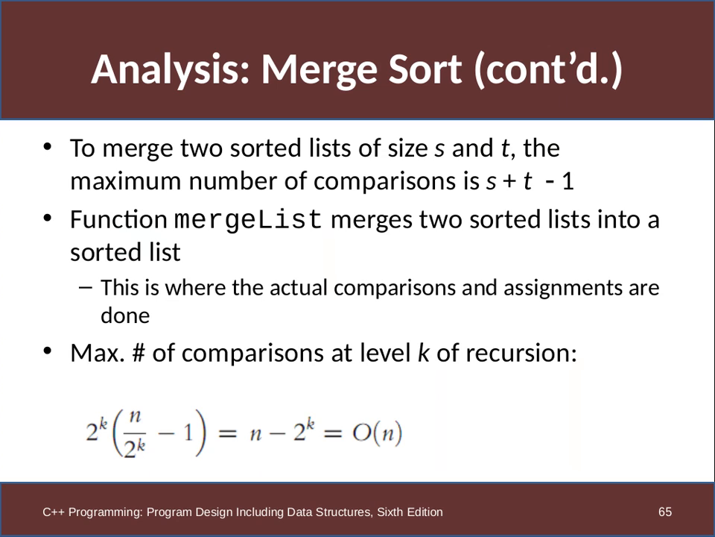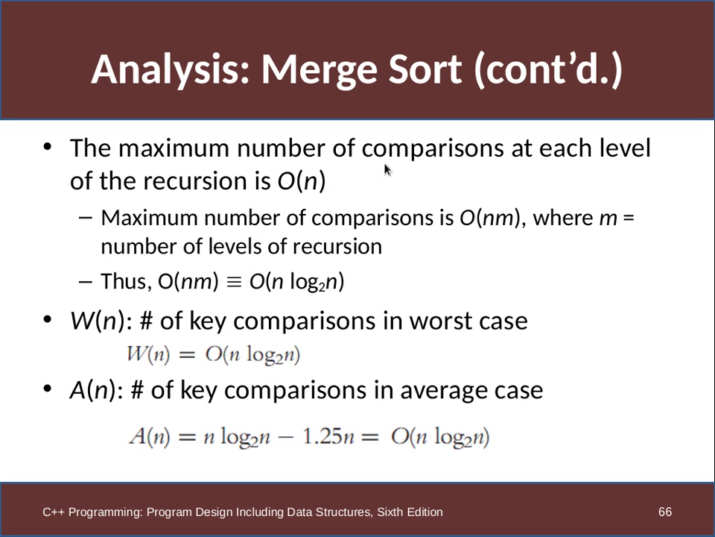To merge 2 sorted lists requires s plus t minus 1 comparisons, basically O of n comparisons. So the max number of comparisons at level k is O of n. That's what I was trying to point out earlier. Maximum number of comparisons each level is O of n. Maximum number of comparisons in m, where m is the number of levels of recursion. Well, we already showed you that the number of recursions is about log base 2 of n. So average case is n log n, and even the worst case is still n log n.